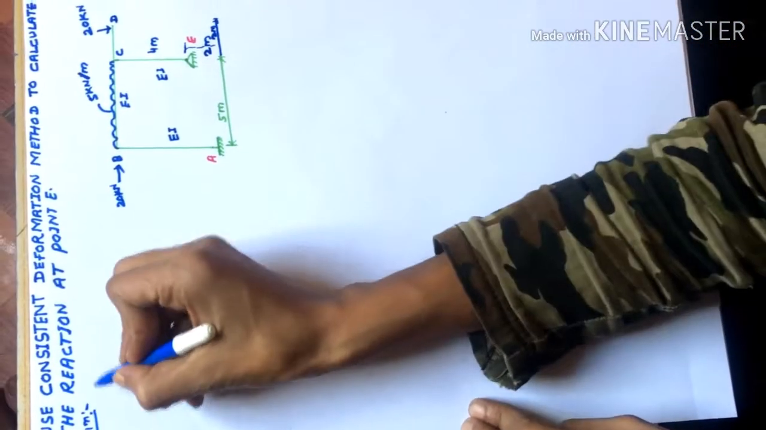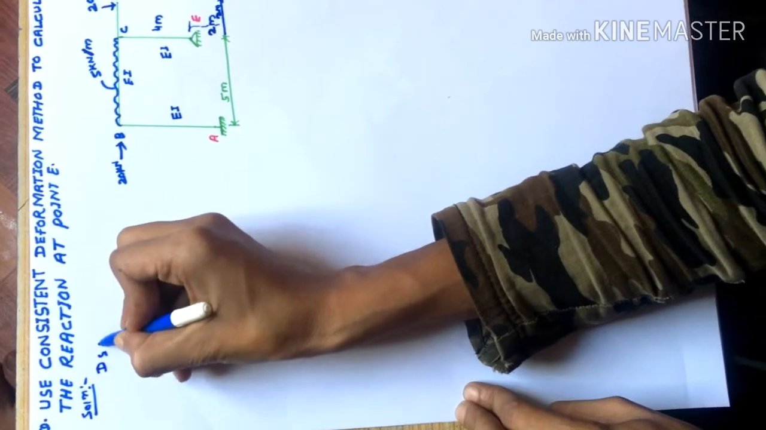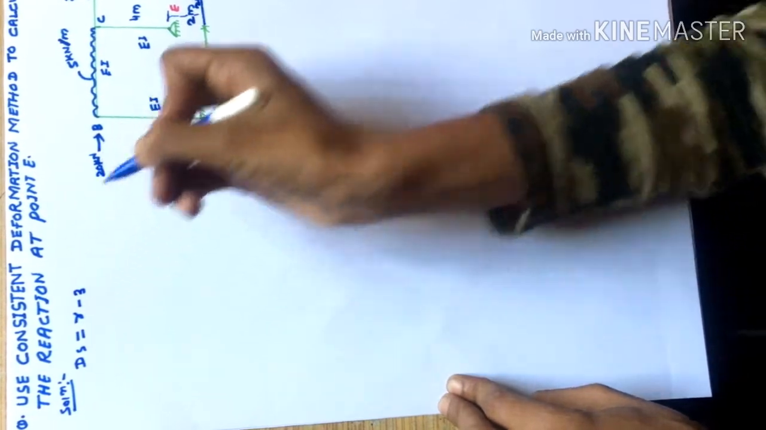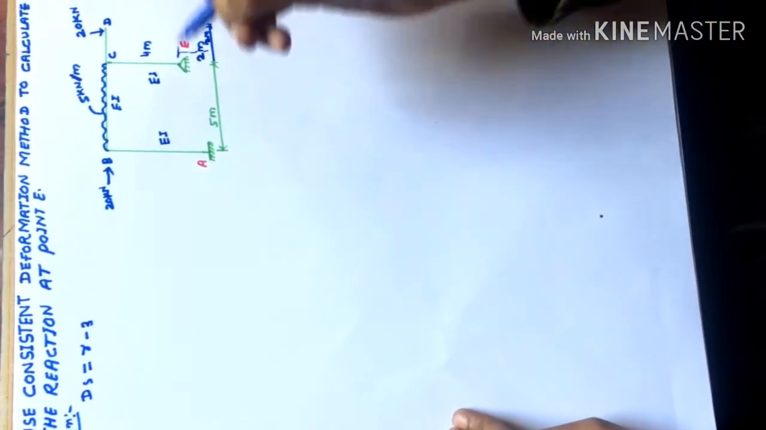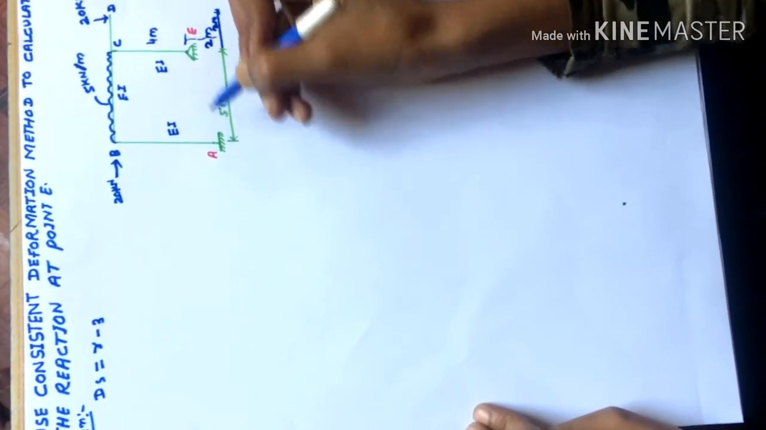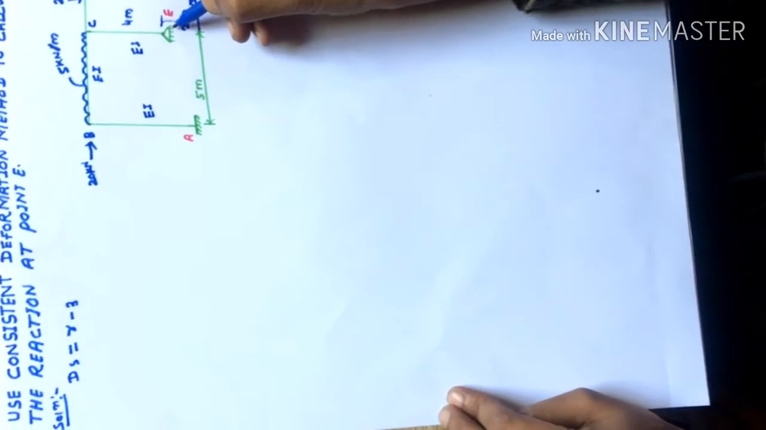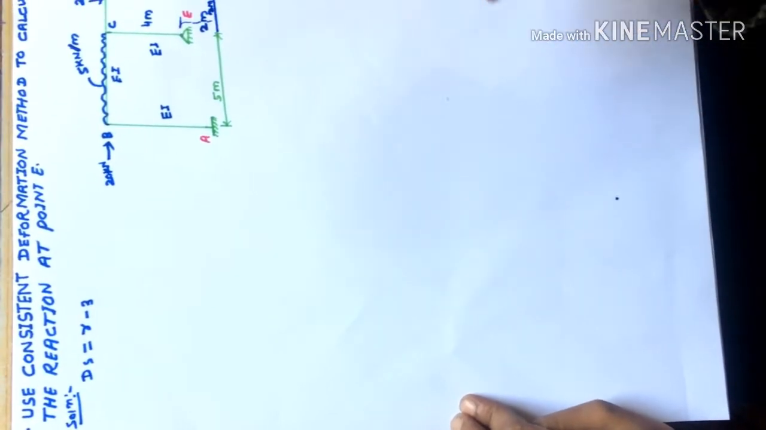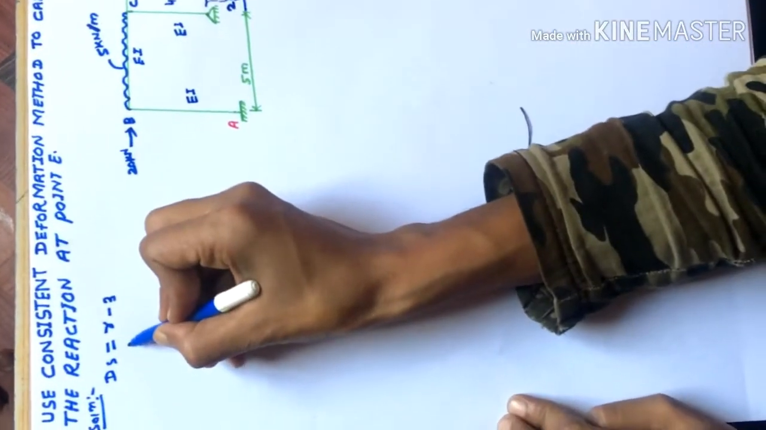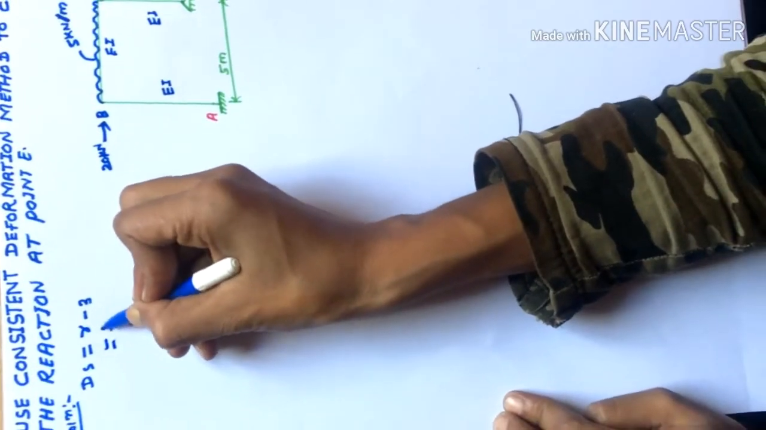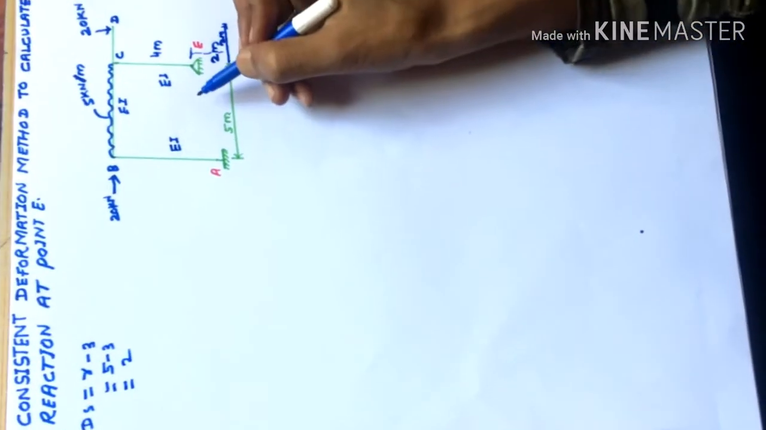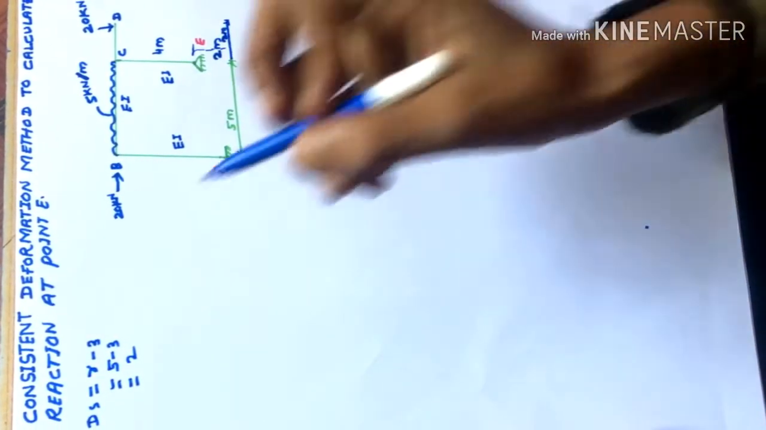At first, we have to calculate the degree of static indeterminacy. Here, we know the degree of static indeterminacy is equal to r minus 3. In the figure we can see at A there is a fixed support, and at a fixed support the number of reactions is 3, and at E there is a hinge support, and at a hinge support the number of reactions is 2. So the total number of reactions is 5. So here R is equal to 5, where R is the number of reactions. 5 minus 3 is equal to 2. That is, this frame is statically indeterminate by 2 degrees.